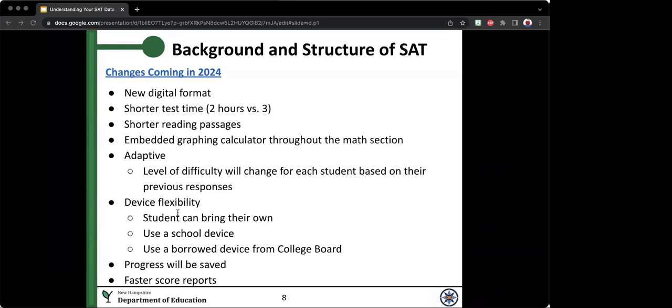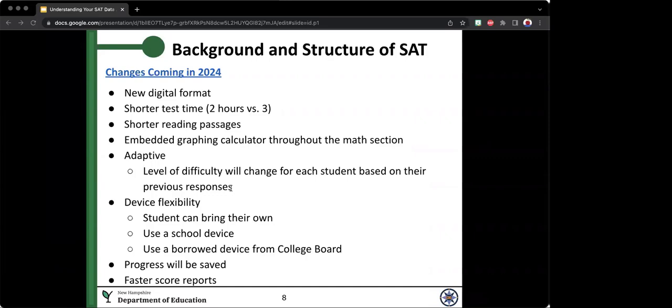Kids are going to get faster score reports. So rather than having to wait weeks to get the results, students are going to receive their score reports from the digital tests in a matter of days. The reports have typically included percentile rankings and a breakdown of student scores. They're also going to provide information about four-year colleges and scholarship opportunities.